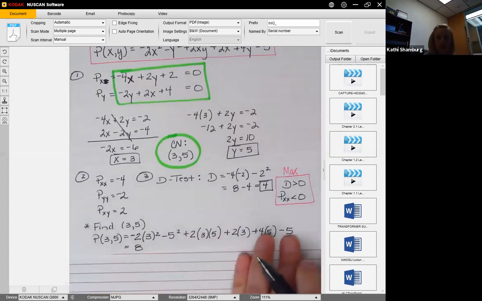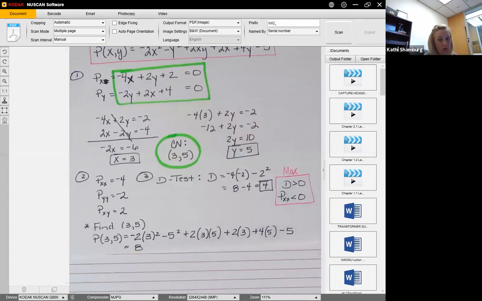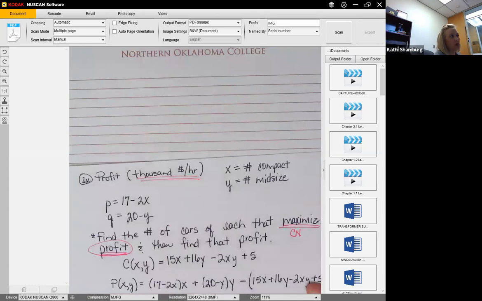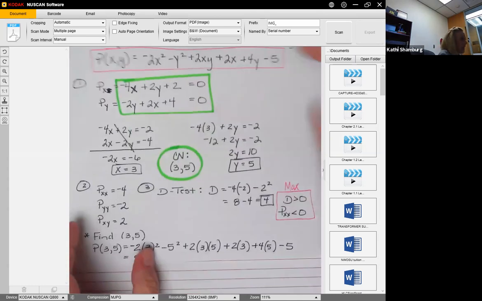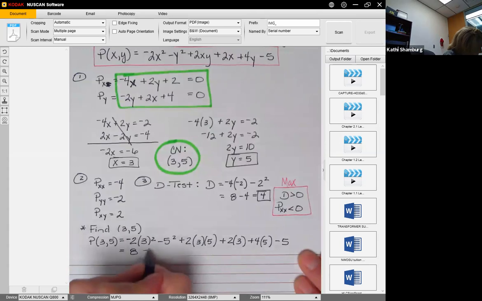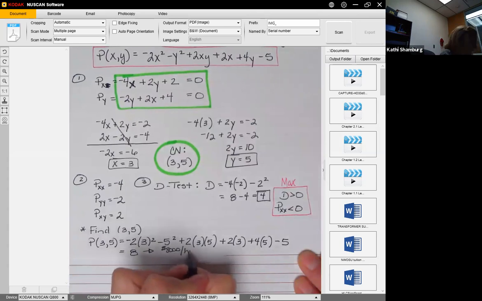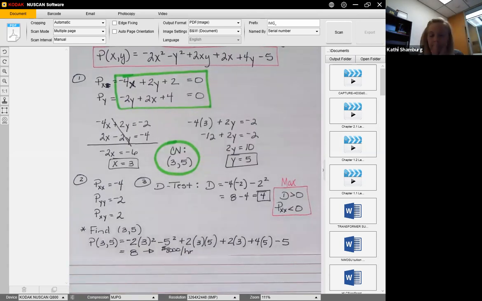Now here's where you need to be careful. Does that mean our profit maximizes at $8 per hour? Don't forget, thousands of dollars per hour. So when you get 8, that actually means it maximizes profit at $8,000 per hour. Not too shabby of a gig to be getting profit of $8,000 an hour. I can tell you as a teacher, I am not getting that. So there you go. That is 7.3.